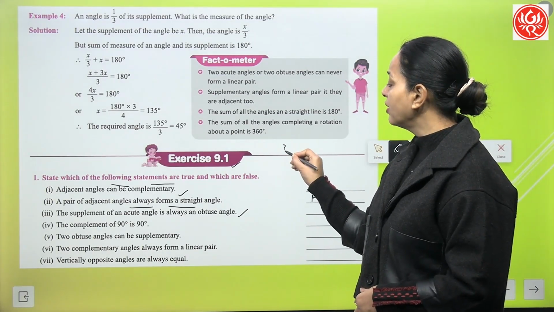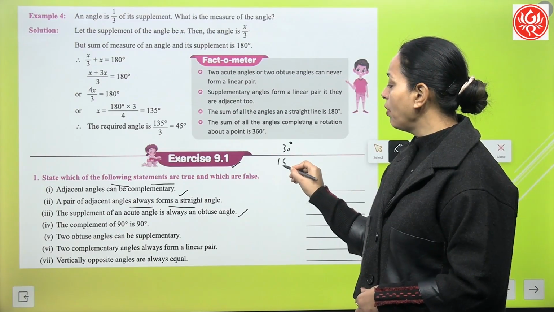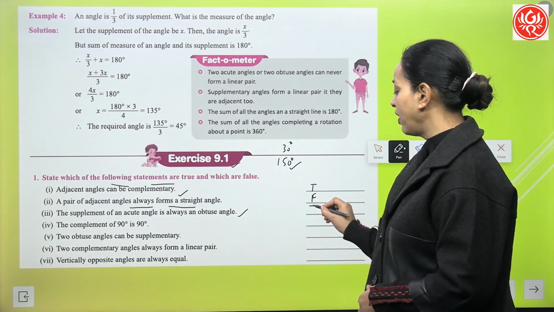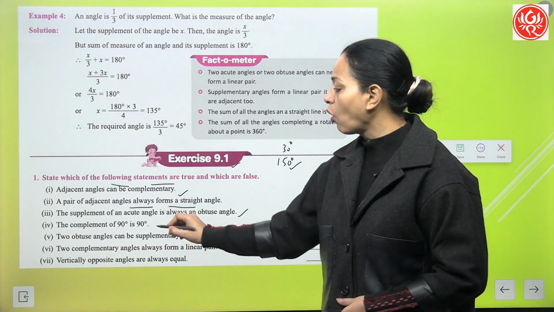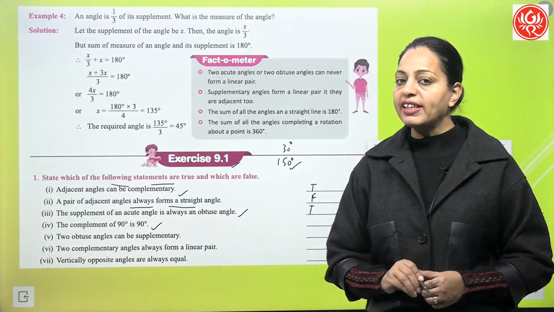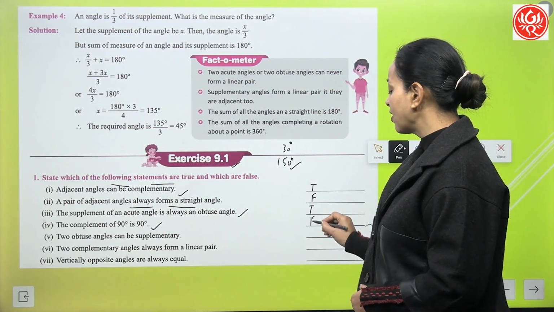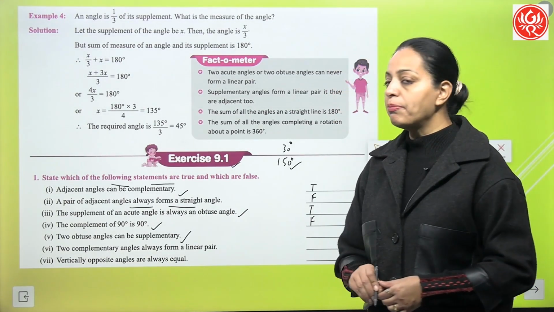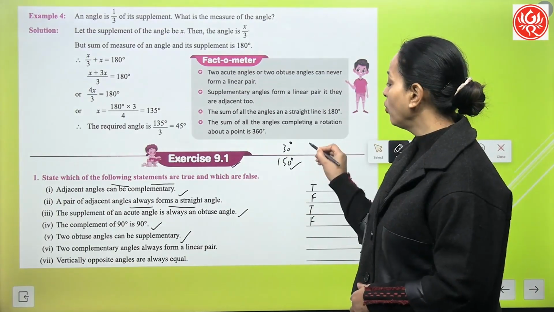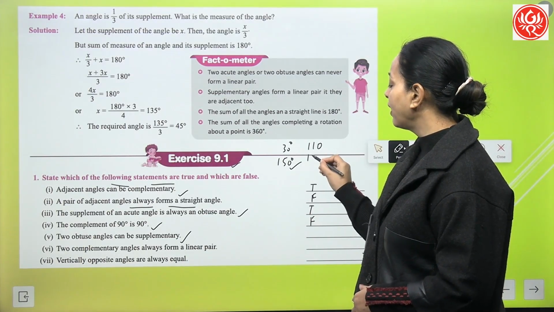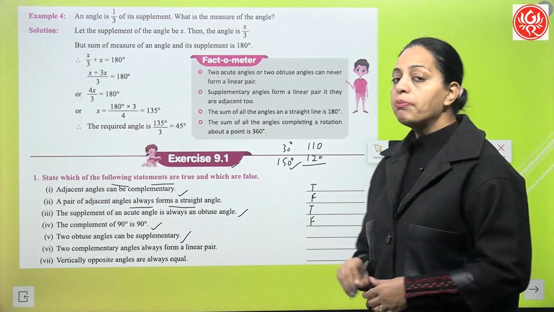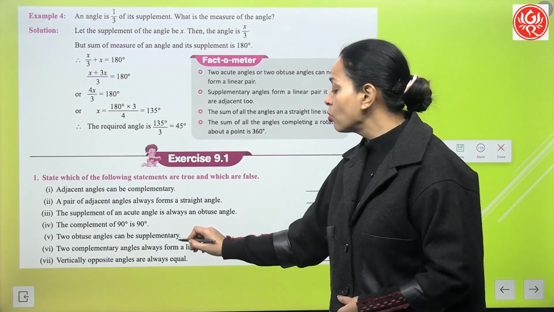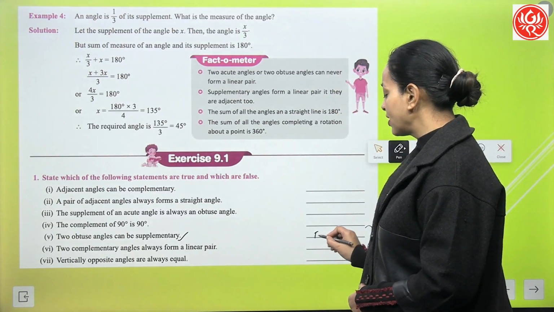Now the third one, the supplement of an acute angle is always an obtuse angle. Yes, suppose I have taken 30 degrees. Its supplement would be 150 degrees. So yes, this is correct. True. The fourth one, the complement of 90 degrees is 90 degrees. No, this is false, right? The fifth one, two obtuse angles can be supplementary. Take any two obtuse angles, suppose 110 and 120. Their sum would be more than 180 degrees. So this is false, right?